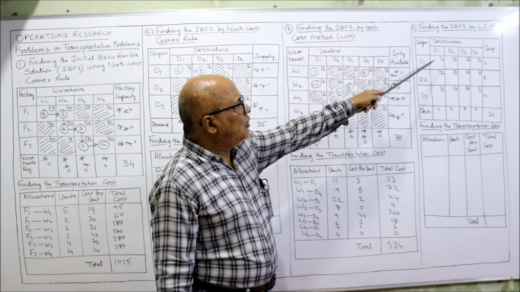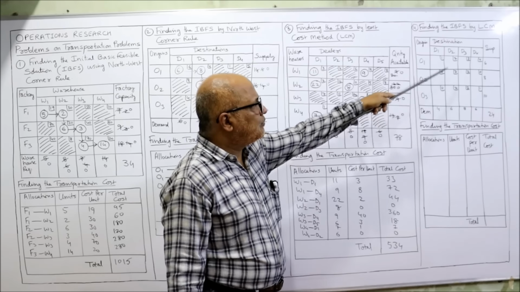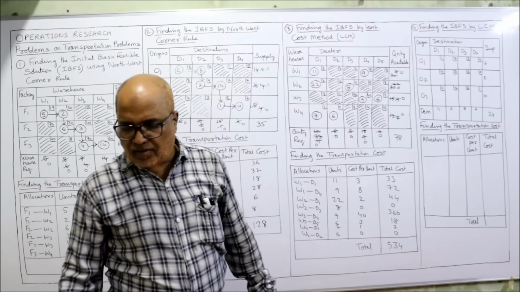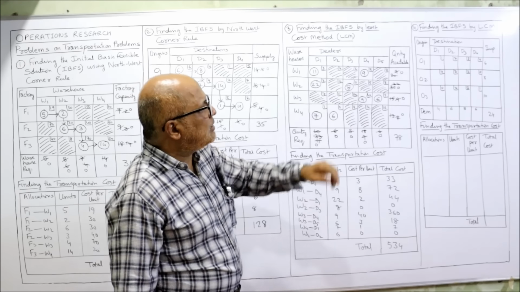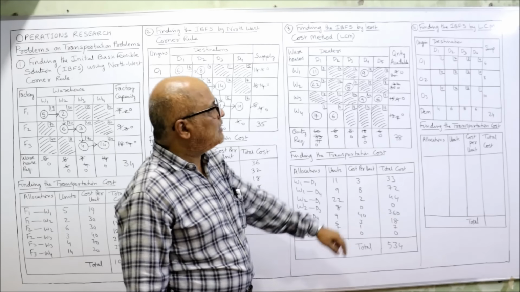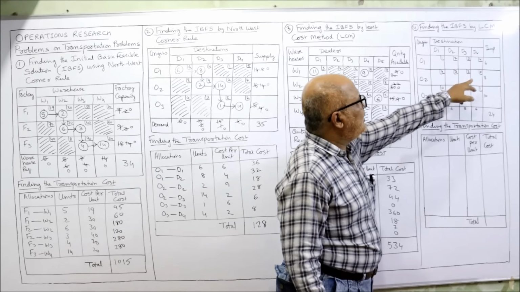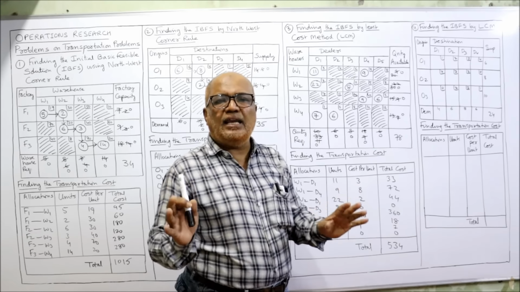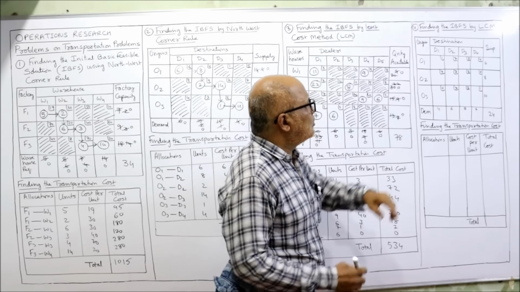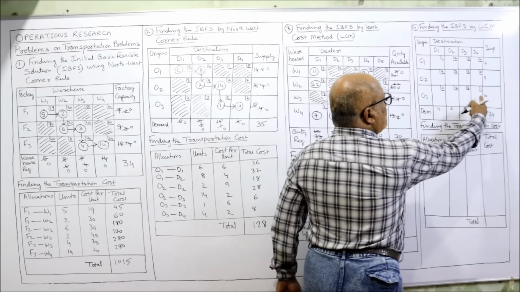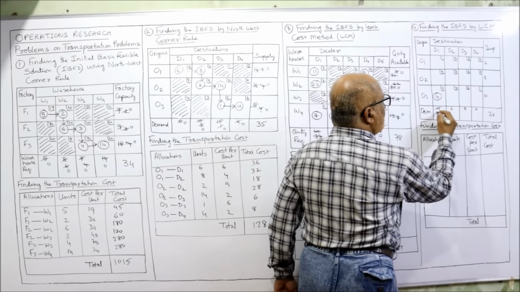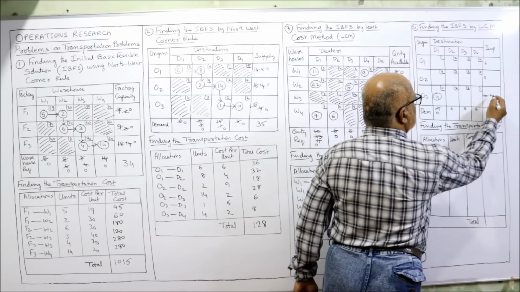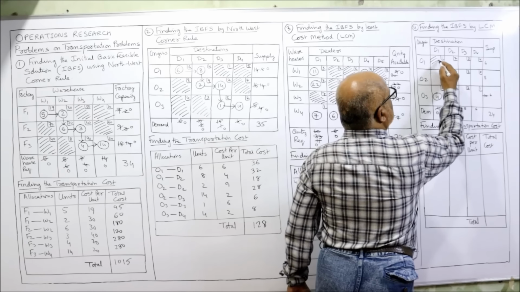Then the unit costs are given. Right? Now we are following the least cost method. Which is the minimum cost in this table? 0 is the minimum cost, but it is occurring twice. Here 0, here 0. Select any one of the 0. I am selecting this 0. So the row total 10, column total 4. So 4 units I have selected. 4 minus 4, 0. 10 minus 4, 6. The column is blocked.